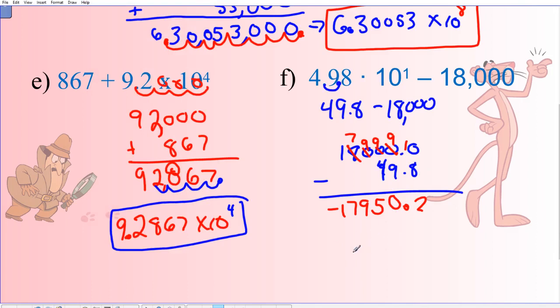Now we change this into scientific notation, so the decimal needs to go between the first two digits. So negative 1.79502 times 10 to what power? Well, the decimal needs to go 1, 2, 3, 4 places. And since this is a big number, and by big I mean there's not a whole bunch of zeros in front of it, you have a positive exponent.